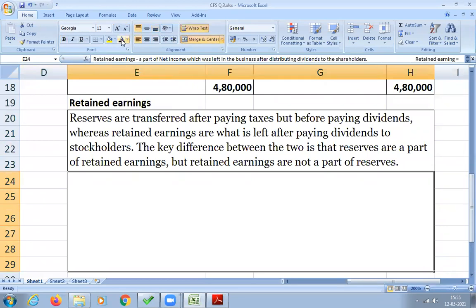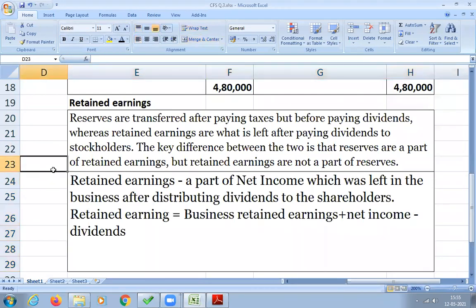Retained earnings is the part of net income left in the business after distributing dividends to the shareholders. Retained earnings is equal to the opening retained earnings plus net income minus dividends. That is why we should not consider retained earnings.